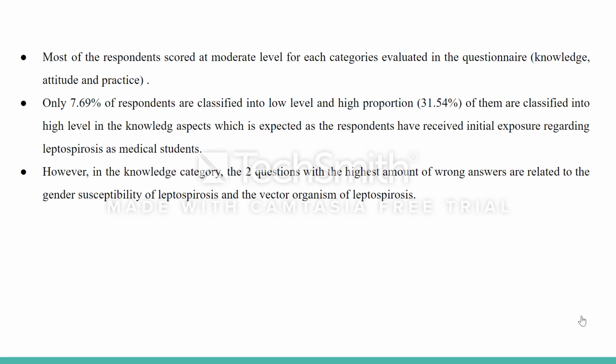Only 7.69% of respondents are classified into the low level, and a higher proportion, 31.54% of them, are classified into the high level in the knowledge aspect, which is expected as the respondents have received initial exposure regarding leptospirosis as medical students. However, in the knowledge category, the two questions with the highest number of wrong answers are related to the gender susceptibility of leptospirosis and the vector organism of leptospirosis.